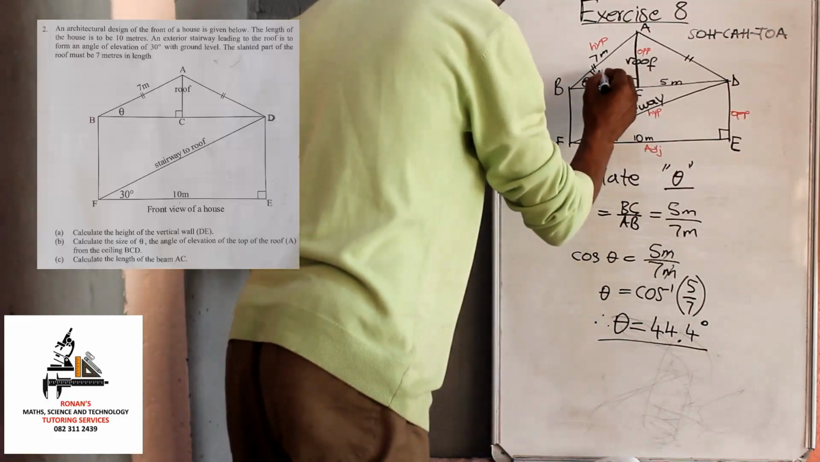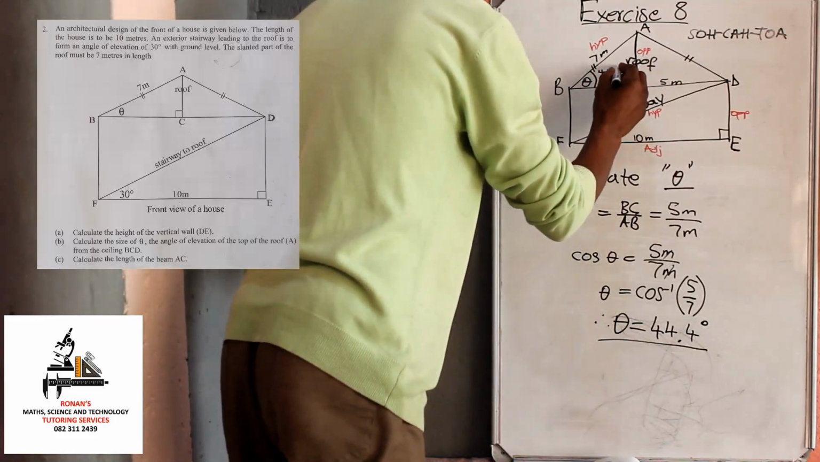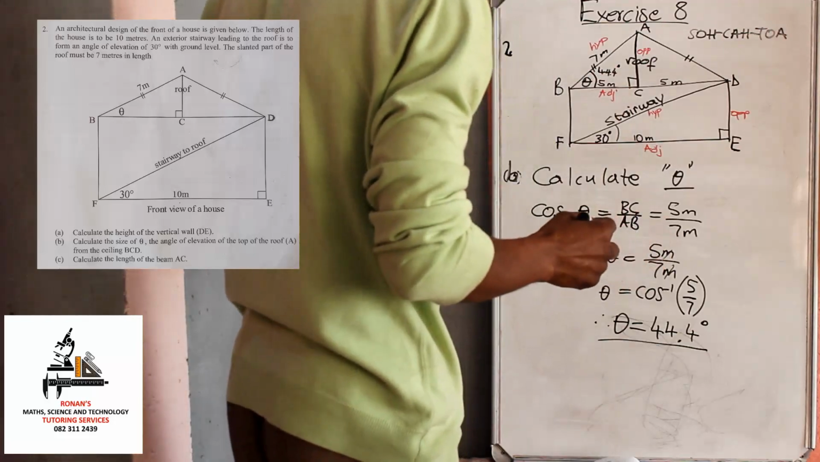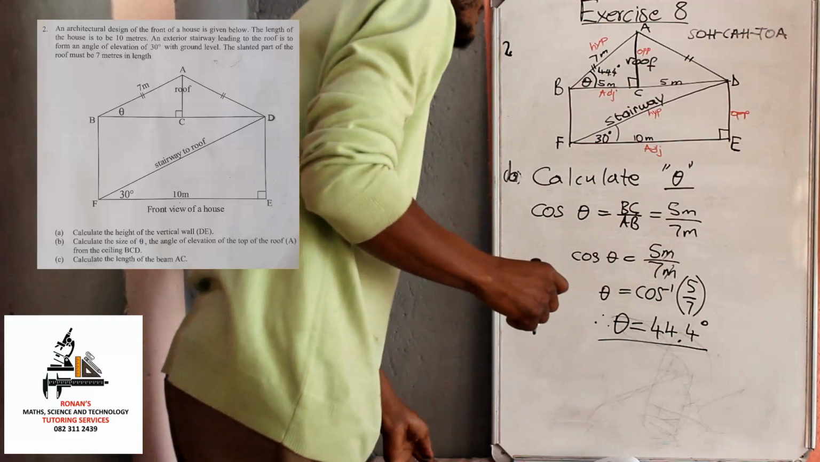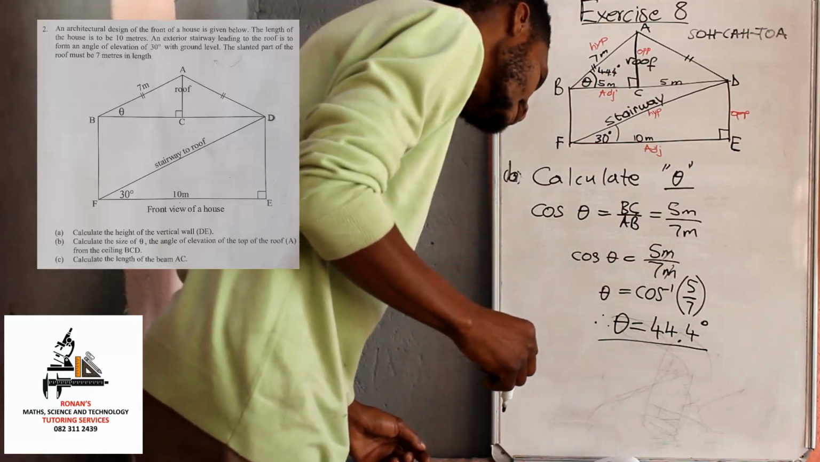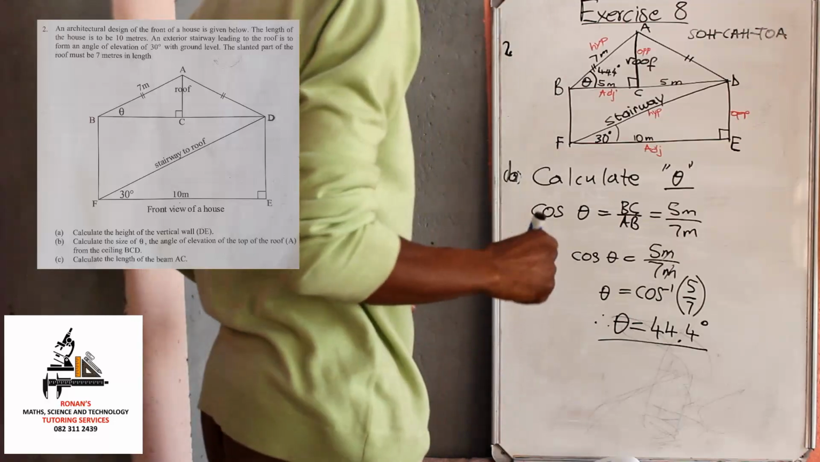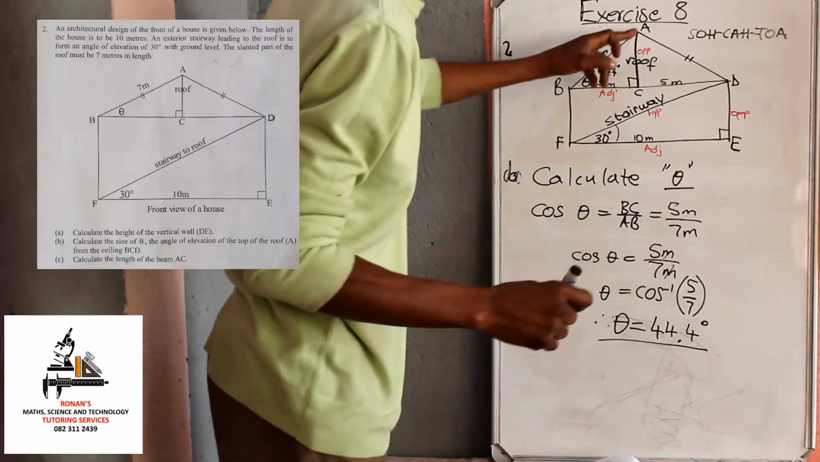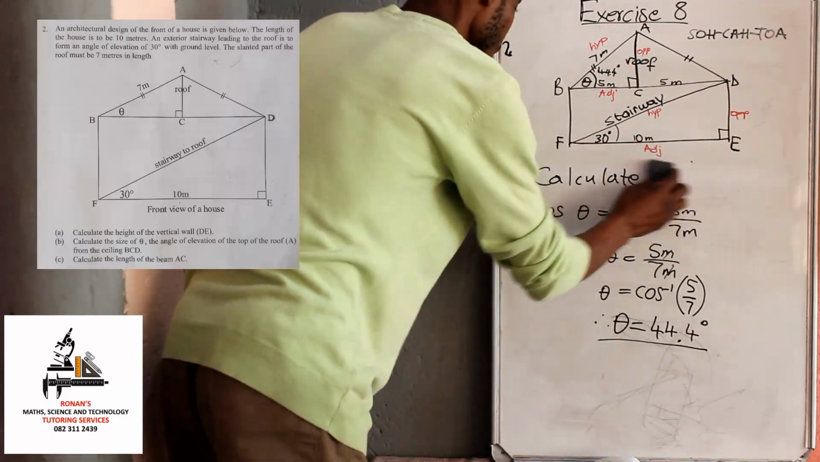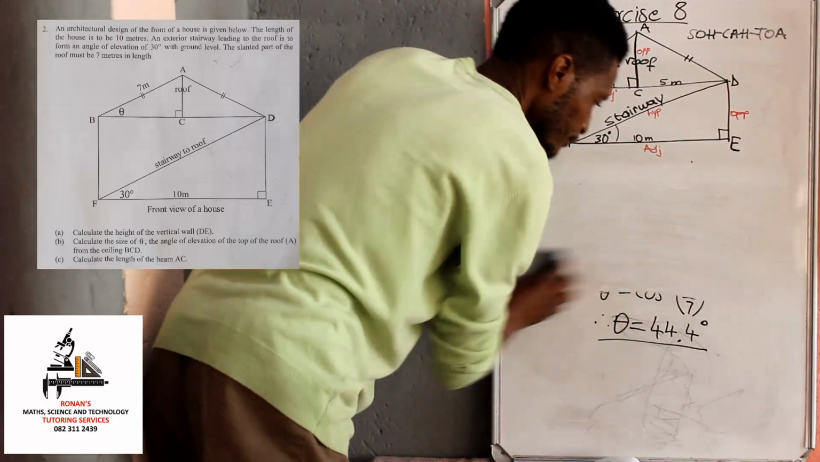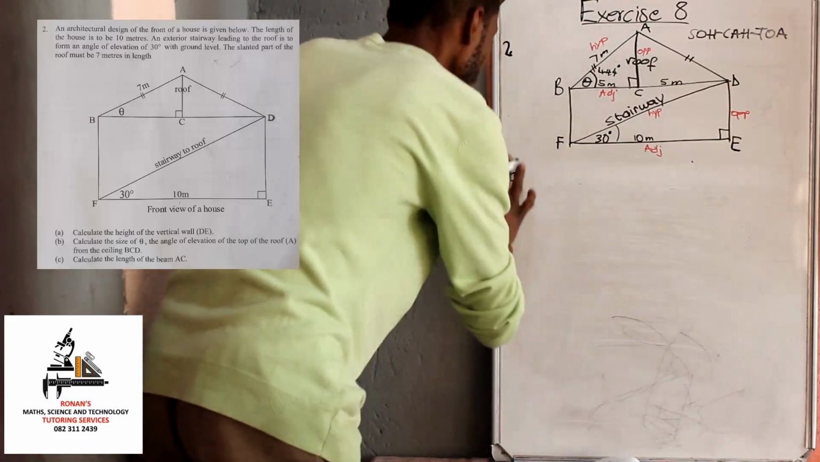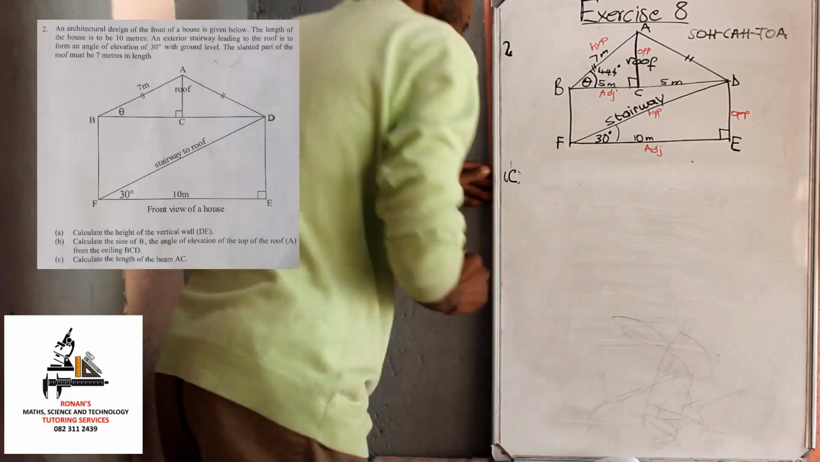That's your theta, 44.4 degrees. And remember, now we're going to calculate the length of AC. The length of AC, that would be question number C, question number C of the same question.